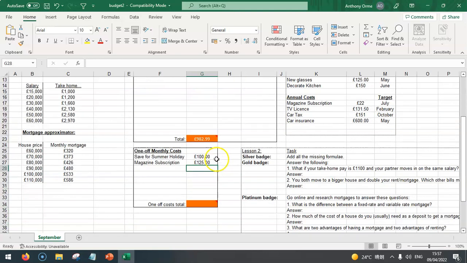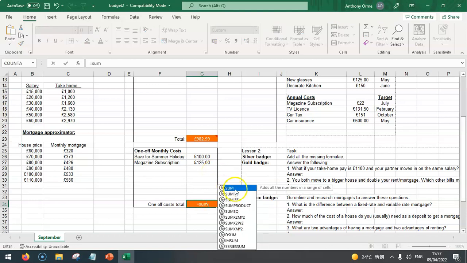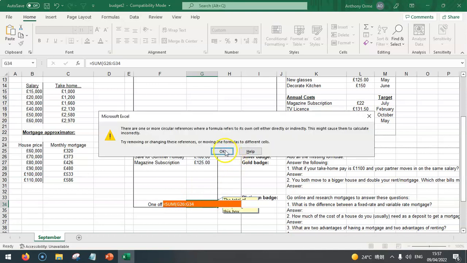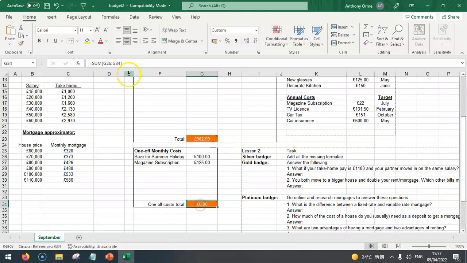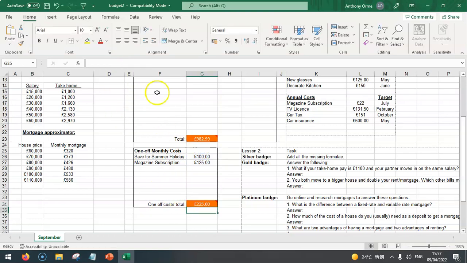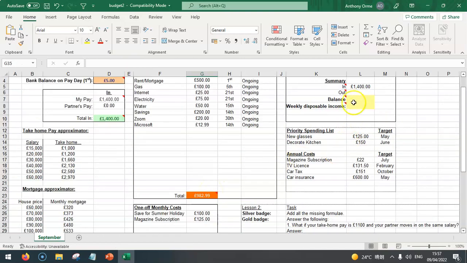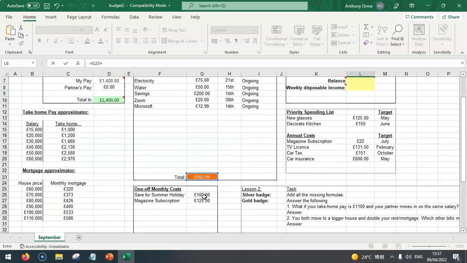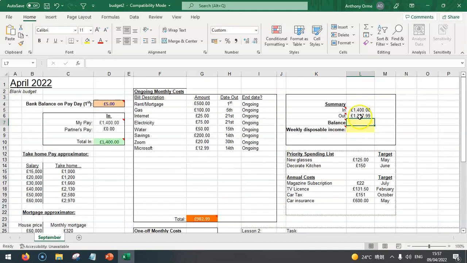I need to do the same down here. I need to do equals sum. Click, and I select these to work out the cost. Oops. So it should be 33. So I need to just change that to 33. Gives me that. And then I go to outgoings. I do equals this, add this, enter. Gives me my outgoings.